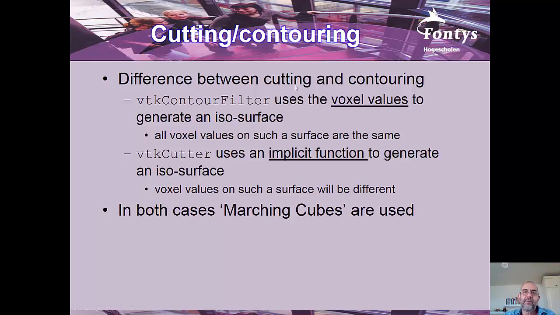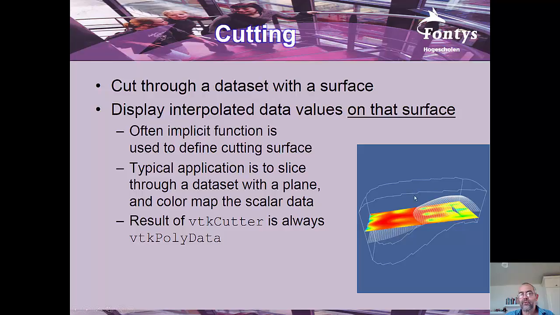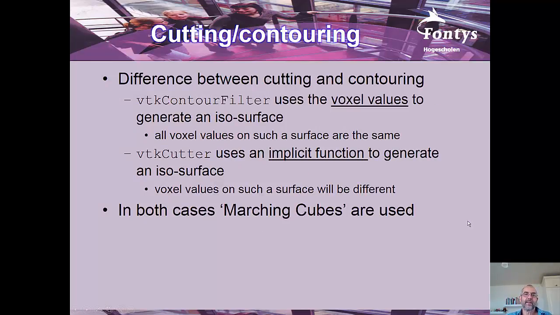Yeah, of course there's a difference between cutting and contouring. With a contour you would also see some kind of surface inside the volume, like we saw with the knee in the previous part. If you take the isosurface of a knee volume, then you can show the bones or whatever. But what we do here is that our cut is not defined by the values in the volume, but the shape of the cut is defined by an implicit function. That's the difference.